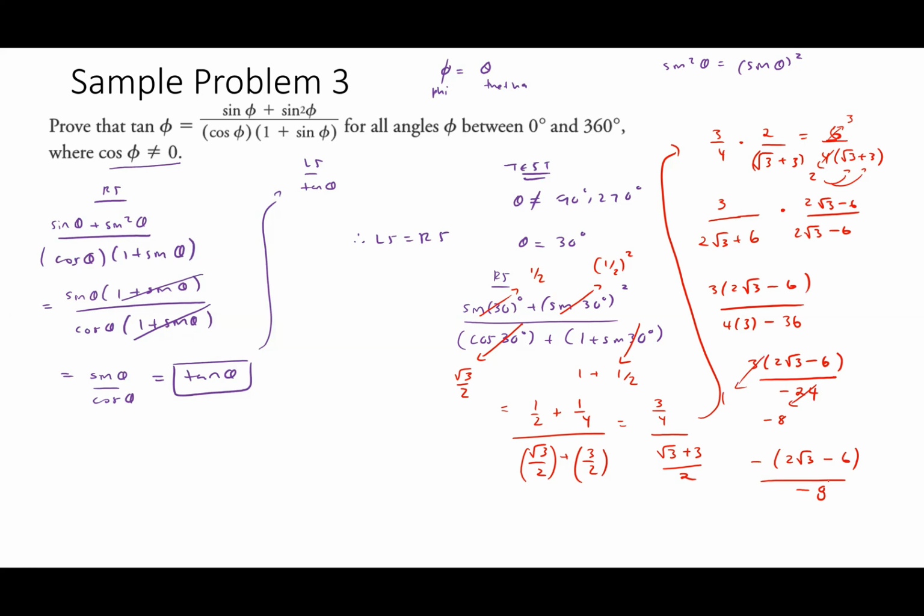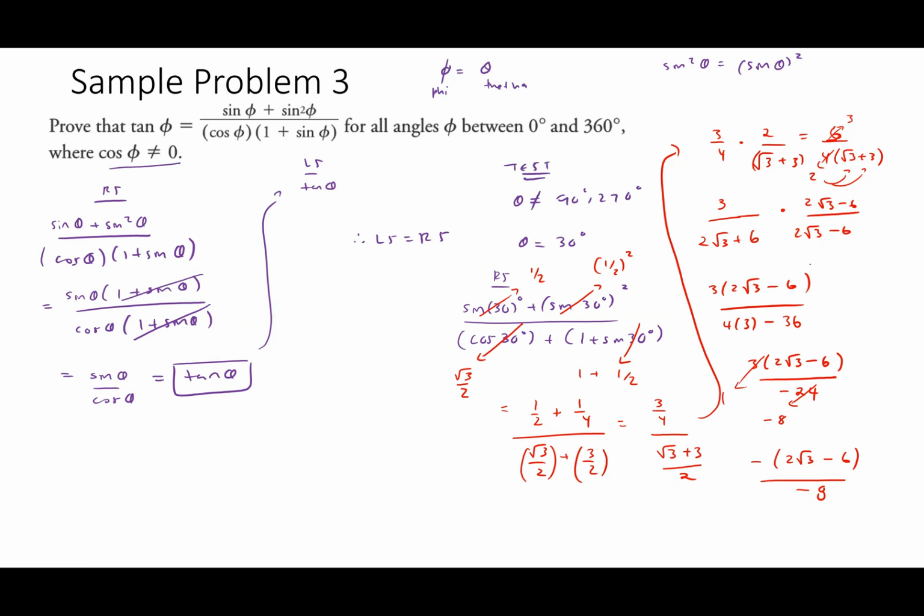Tan 30 should give you square root 3 over 3. That's weird. I could have made a mistake. 1/2, 1/4, that's 3 over 4, okay. Square root 3 over 2, and then this is 1/2, so this is 3 over 2. Okay. And this was square root 3 plus 3 over 2, and then we multiplied this. Why is the answer off? Trying to see here.